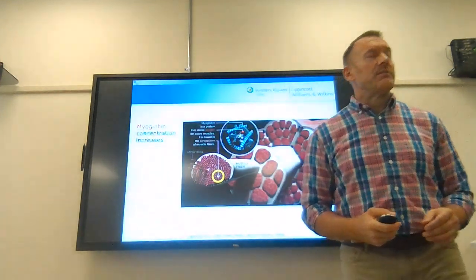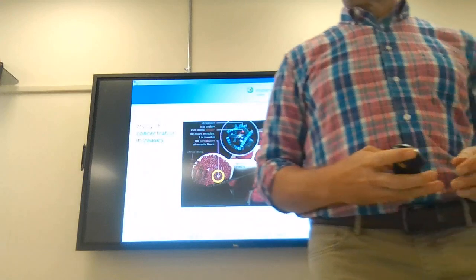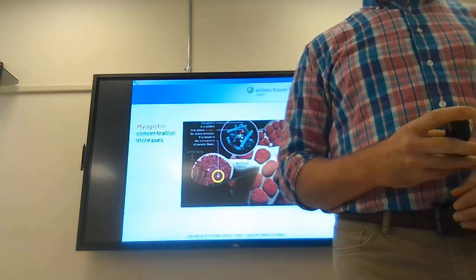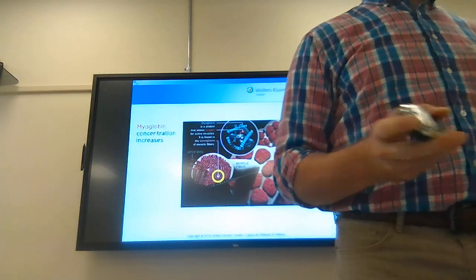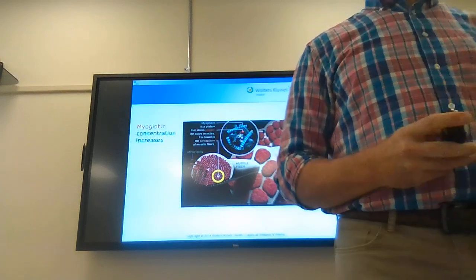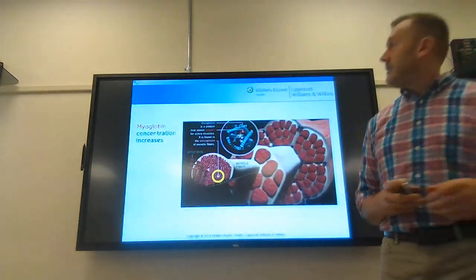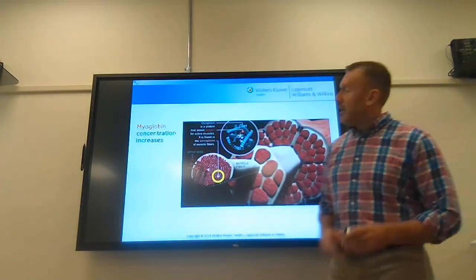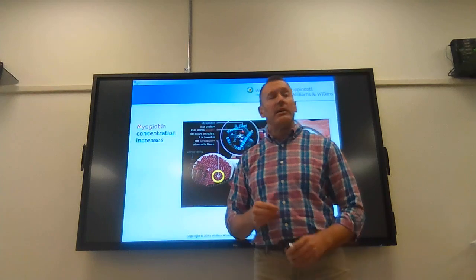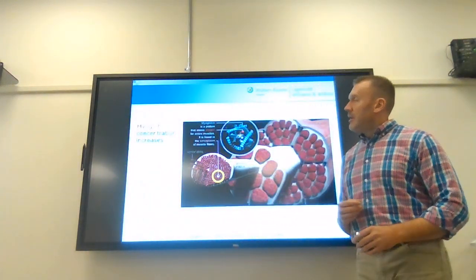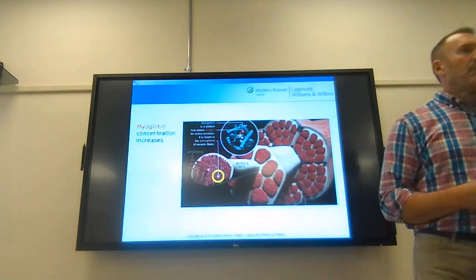Another adaptation is more myoglobin. So we have hemoglobin in the blood, and that carries oxygen. And then oxygen diffuses from the blood into the muscle due to the pressure difference. And once in the muscle, myoglobin becomes the carrier. So then myoglobin shuttles the oxygen to the mitochondria.